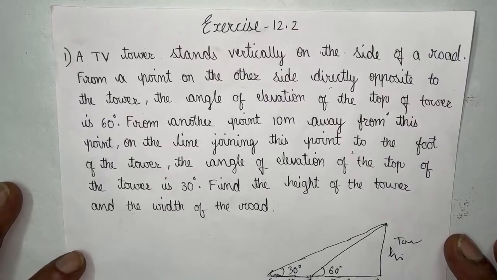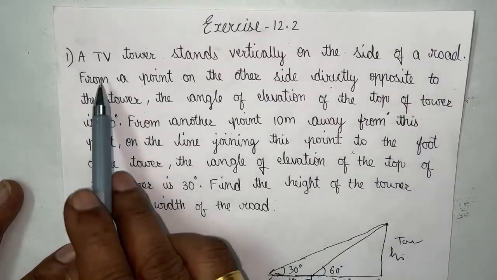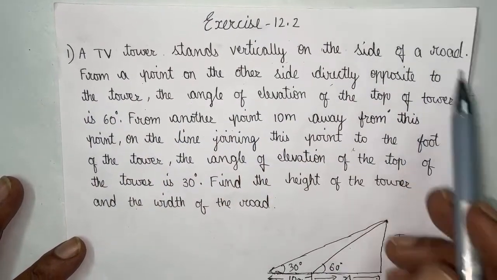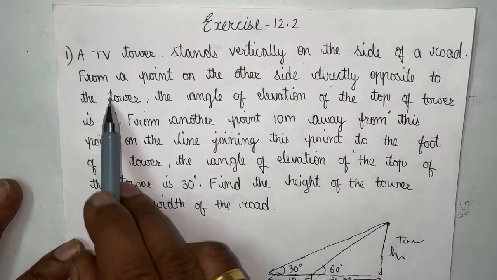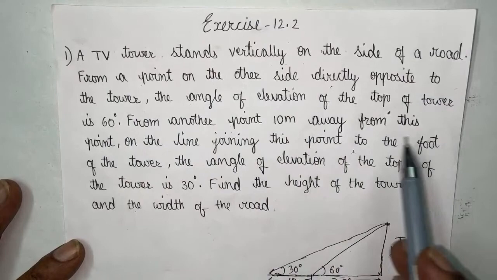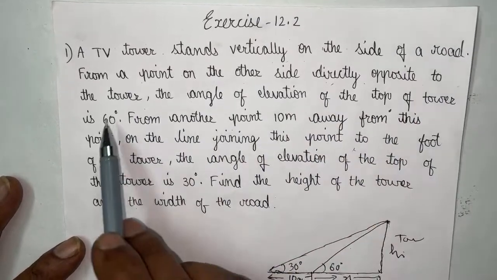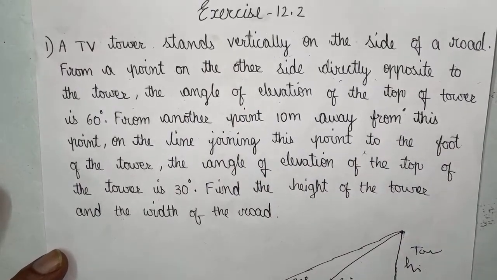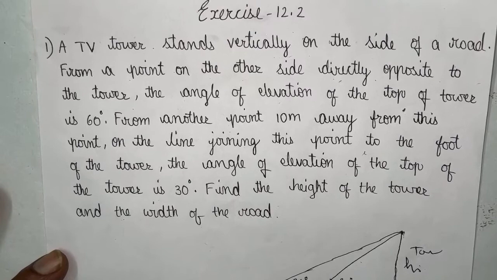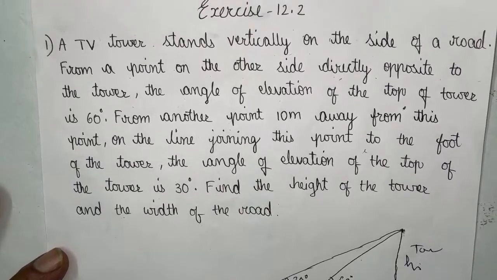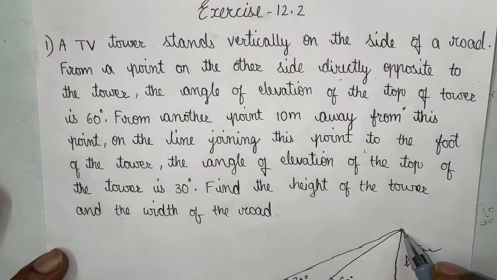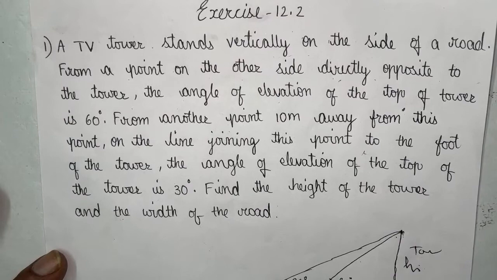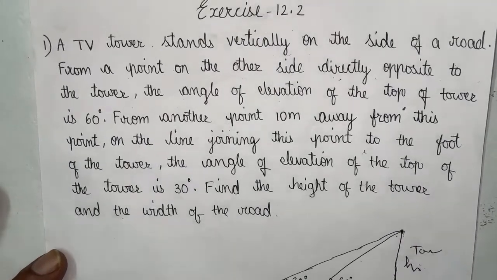Now first of all, you can see one sum I am showing here. A TV tower stands vertically on the side of a road. This is the TV tower, and from a point on the other side of the road, directly opposite to the TV tower, one observer is standing. He wants to observe the top of the TV tower at an angle of 60 degrees, and then goes 10 meters away from the first observation point.